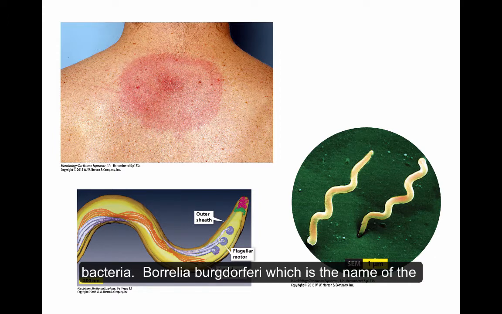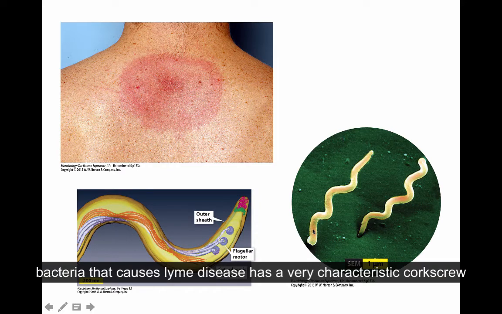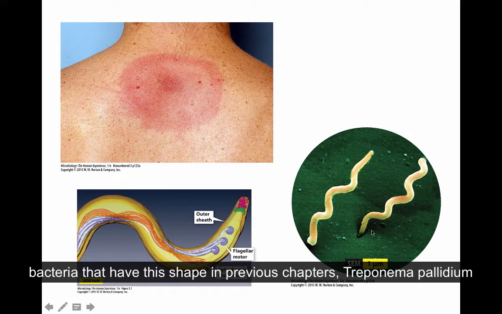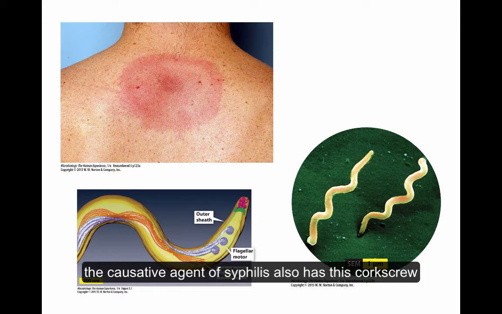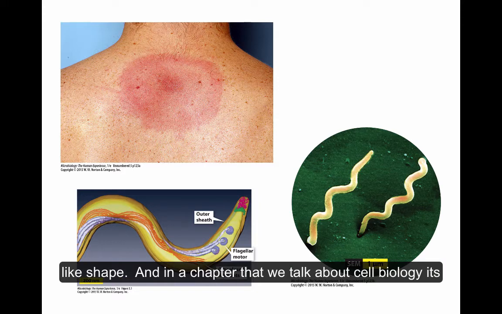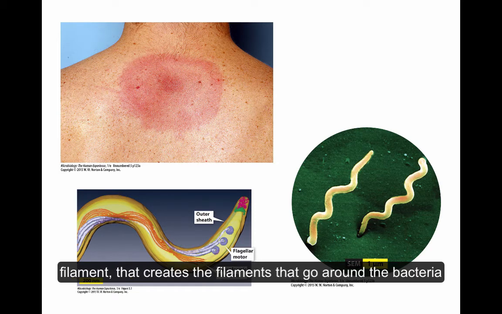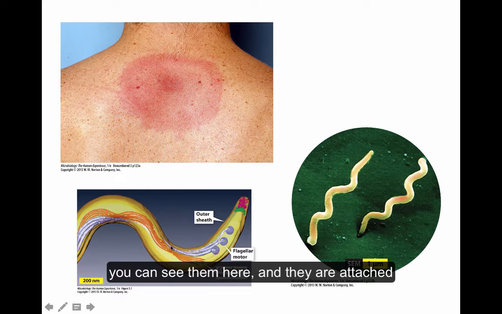Borrelia burgdorferi, which is the name of the bacteria that causes Lyme disease, has a very characteristic corkscrew shape. So you see here it's spirochete shaped. We've seen a bacteria that has this shape in previous chapters. Treponema pallidum, the causative agent of syphilis, also has this corkscrew-like shape. And in a chapter that we talk about cell biology, it's important to point out one of these specialized structures. So this is part of the axial filament that creates the filaments that go around the bacteria. You can see them here.